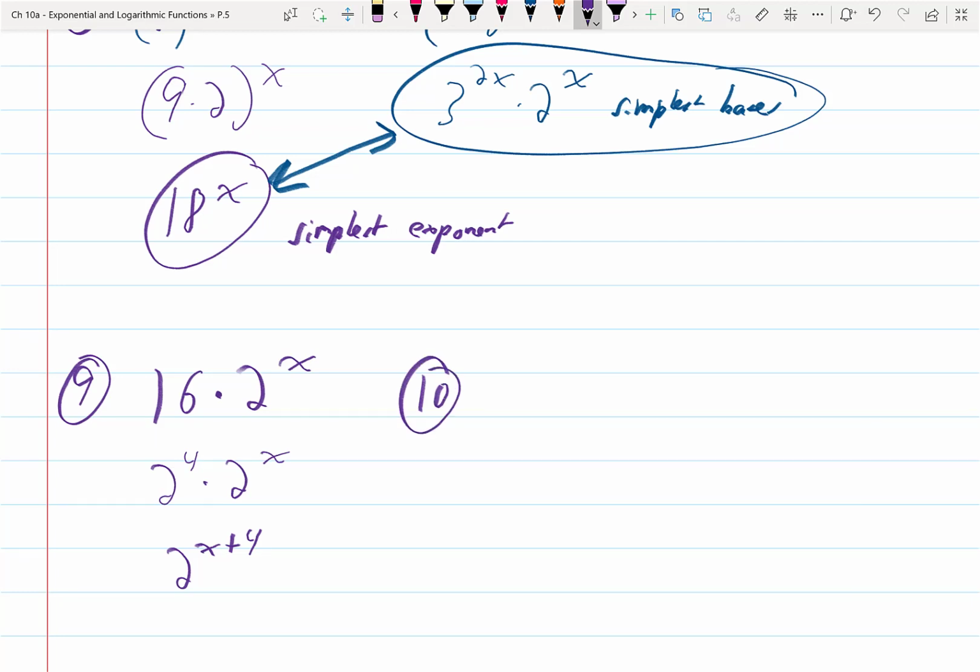Can I do a variant of this problem? Sure you could. 32.